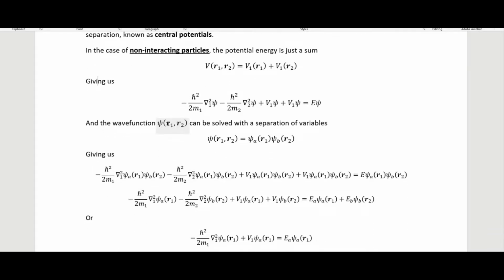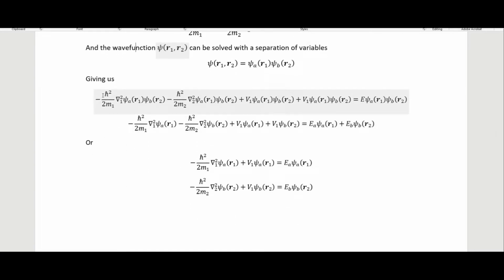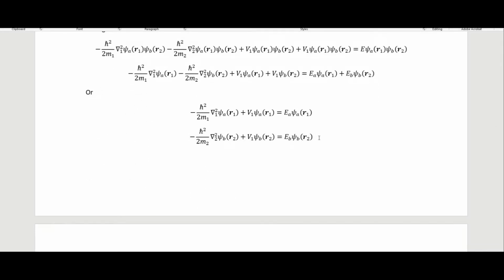The wave function, which is this, we can then do another separation of variables. This is the wave function for the first particle and the wave function for the second particle. The reason we can do that is because we can pair this kinetic part with this potential part, then this kinetic part with this potential part. When we do that, we end up getting these two things here, which is just having those things paired together: the kinetic and potential part for the first particle, and the kinetic and potential part for the second particle.